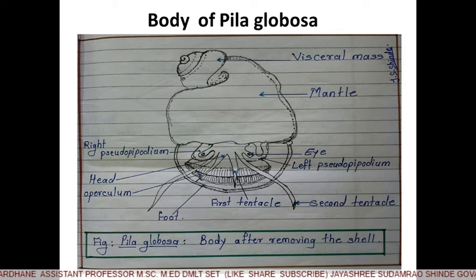The body is differentiated into three distinct regions: anterior head, ventral foot, and dorsal visceral mass. See here, dorsal visceral mass. Head and foot are protruded. This is the head region, and behind this it is the foot region. Head and foot are protruded from the shell for creeping, but the visceral mass always remains within the shell.